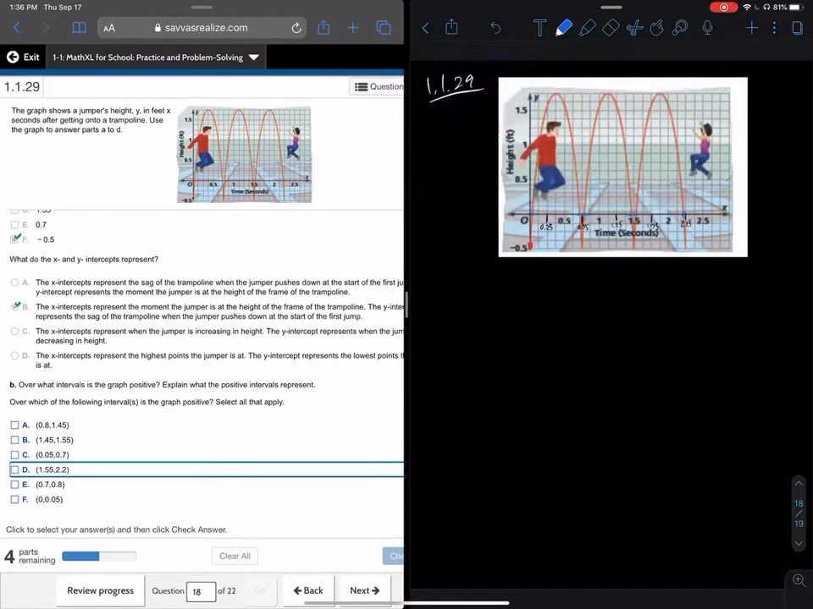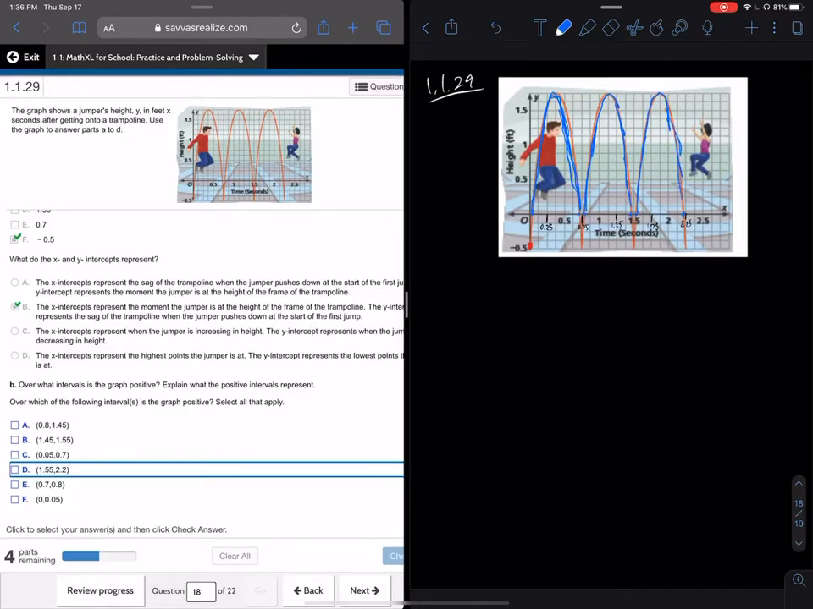So the graph is positive, or the function is positive, anytime it's above the x-axis. So these curves here, where it's above the x-axis. My tracing's not on point today. But any point here, these are all positive intervals.